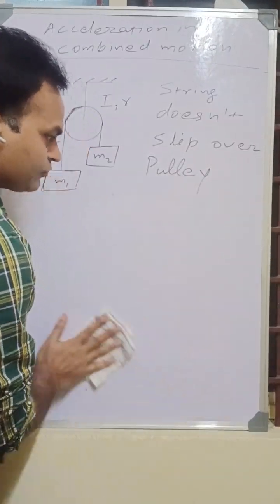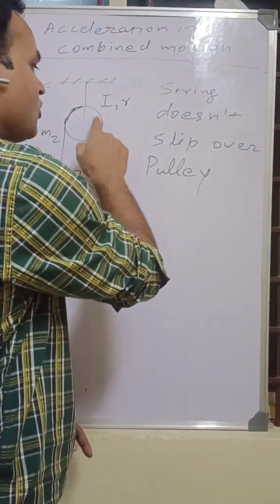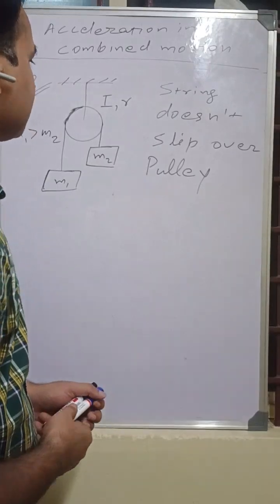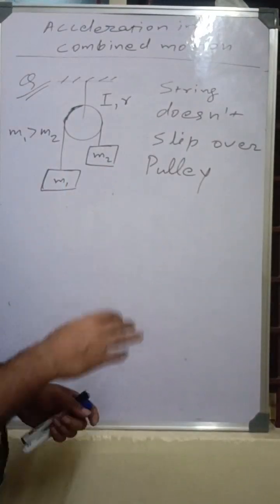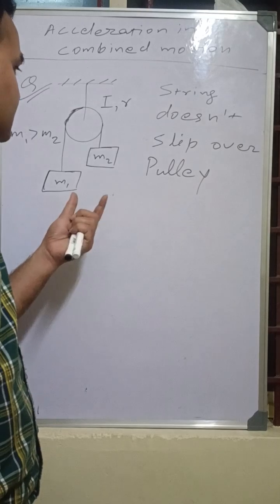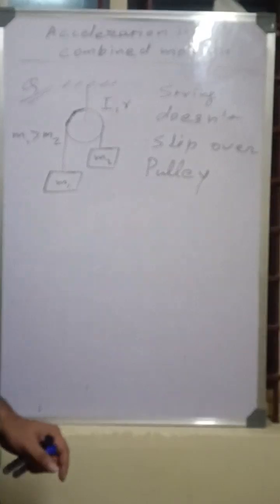The statement in this type of question is that a string doesn't slip over the pulley, or the moment of inertia of the pulley will be given, or it can also be said that the pulley is rough. The string is inextensible and ideal, but remember, this type of question also gets asked in Newton's laws of motion. There the string slips over the pulley, but here the string doesn't slip over the pulley.